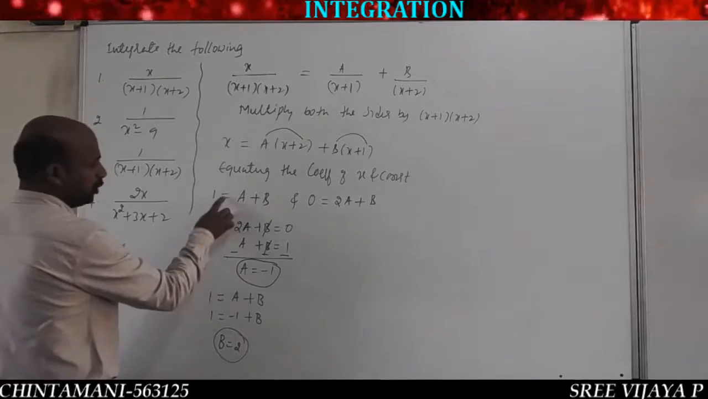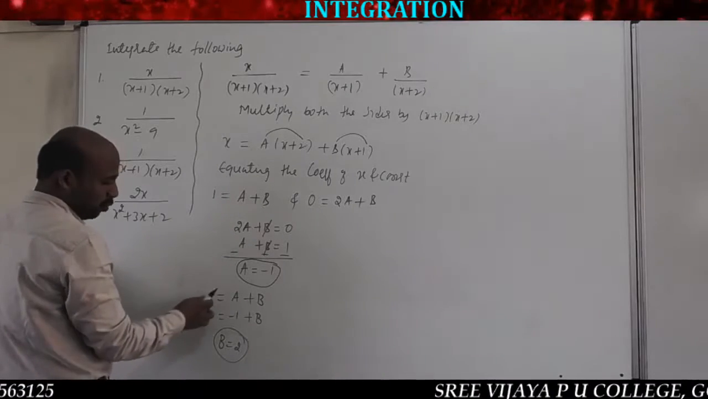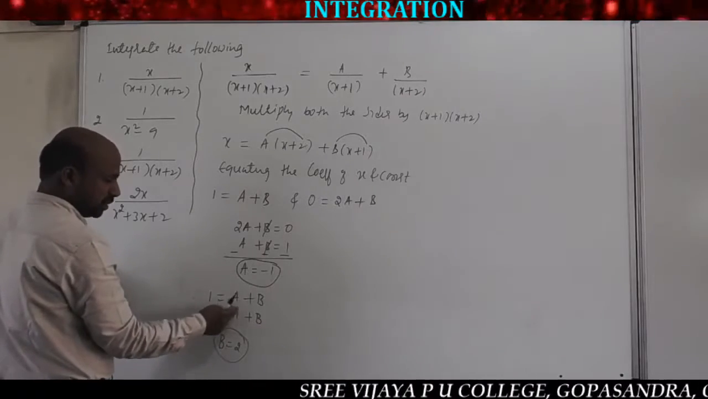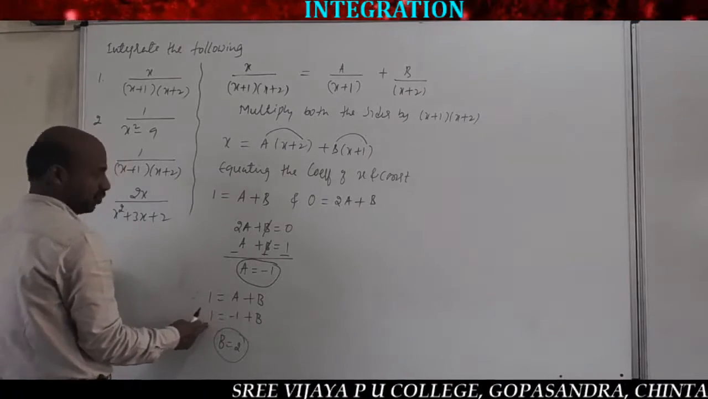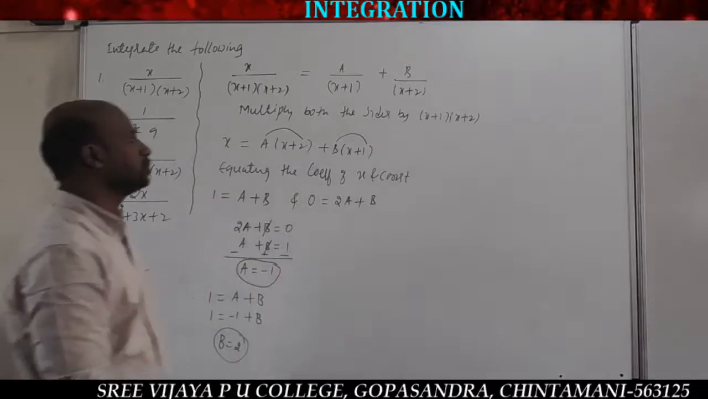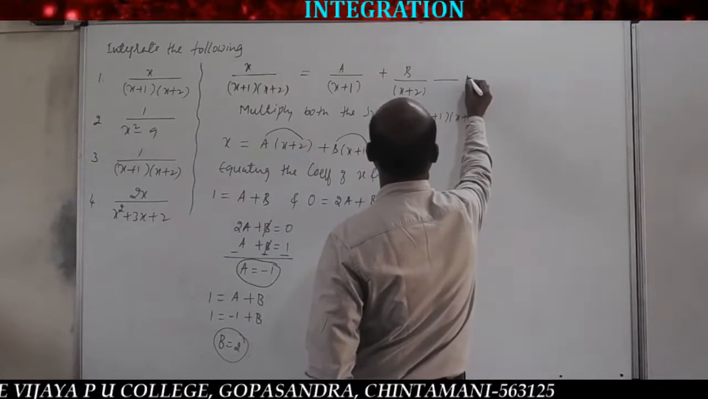Now take this equation, since 1 is equal to a plus b, and you know the value of a is minus 1. Substitute here, taking minus 1 to the other side, 1 plus 1 gives 2. So the value of b equals 2. And now substitute the values of a and b in this equation.